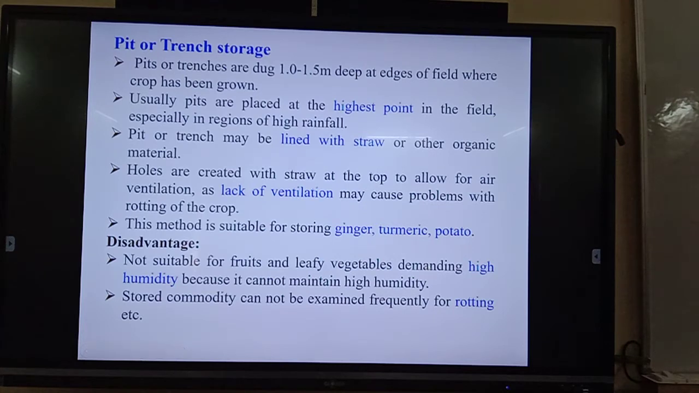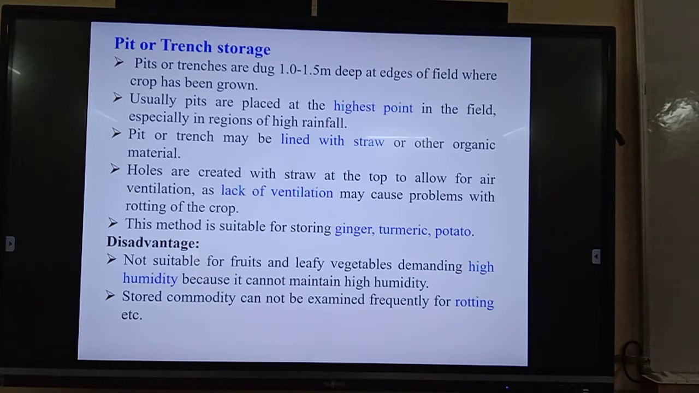One, if any crop is demanding high humidity, then it is not possible to store it in this system. The other thing is, if we are storing our commodity in such a system, then we cannot examine what kind of rotting has already occurred in the fruits or vegetables in that particular store.